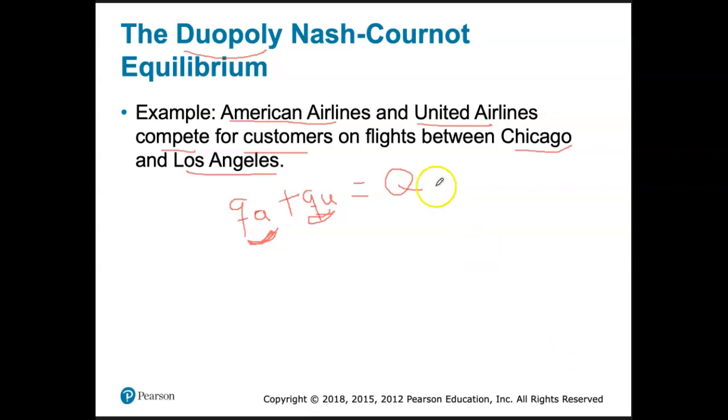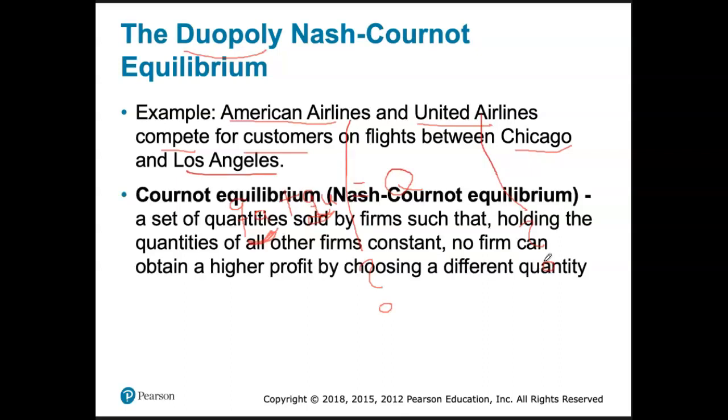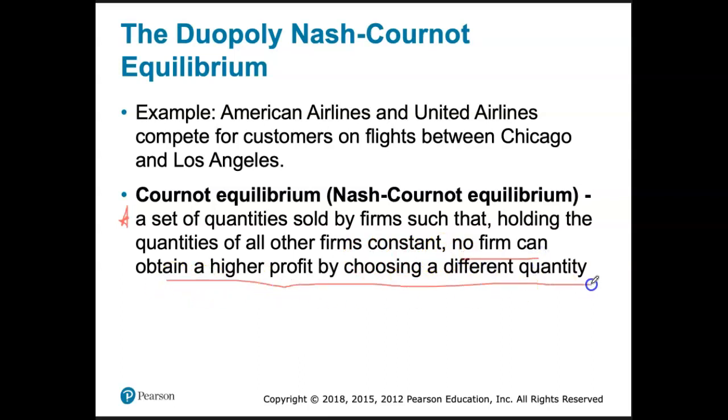Okay, so how many passengers is American Airlines going to carry, and how many passengers is United Airlines going to carry? And to find out the optimal amount of passengers American Airlines will carry and United Airlines will carry, we need to find the Cournot or Nash-Cournot equilibrium, okay? So the Cournot equilibrium or the Nash-Cournot equilibrium is a set of quantities sold by firms such that holding the quantities of all other firms constant, no firm can obtain a higher profit by choosing a different quantity.